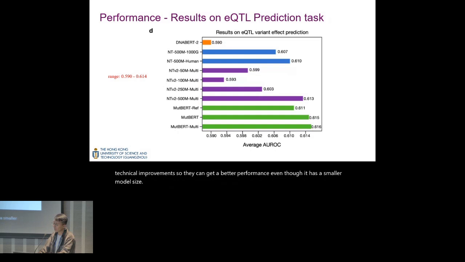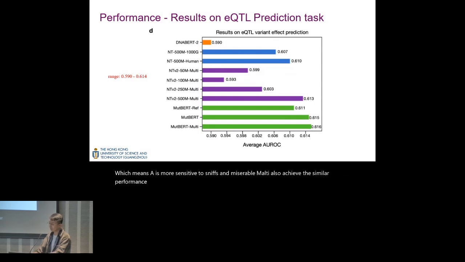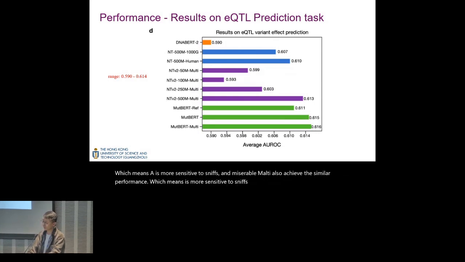And in eQTL prediction, actually the scores are almost close. The score range is from 0.590 to 0.614. And despite this, MutBERT also achieved the best performance, which means MutBERT is more sensitive to SNPs. And MutBERT multi also achieved similar performance, which means it is more sensitive to SNPs because it uses multi-species data.